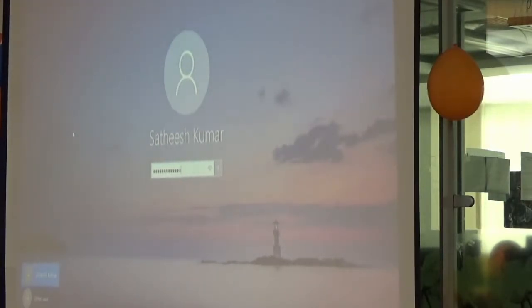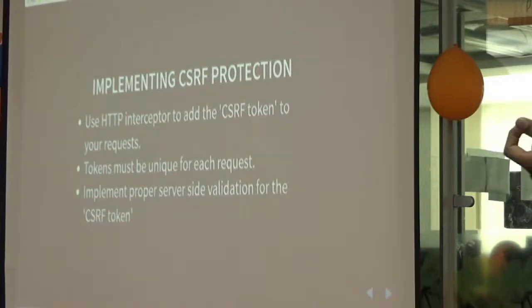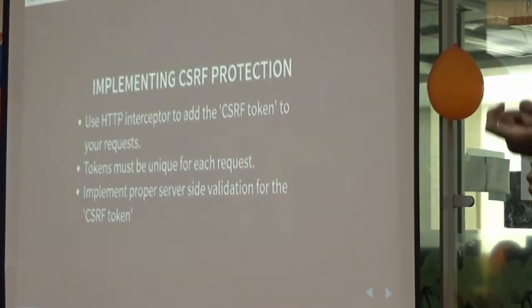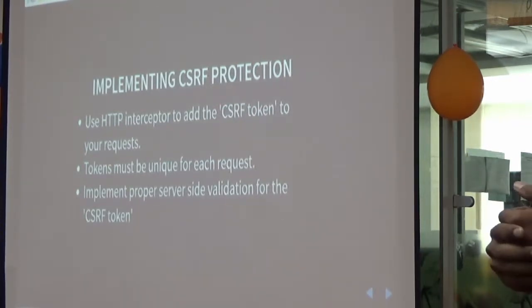What happens in that case is that when you add a custom header, other domains cannot add a custom header for a request that is going to a different domain. The same origin policy will not allow you to do that. But you have to properly validate the token that you are receiving on the server side. But why do you store the token in AngularJS?